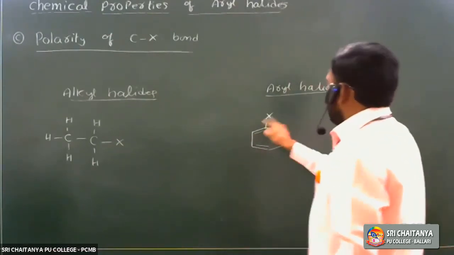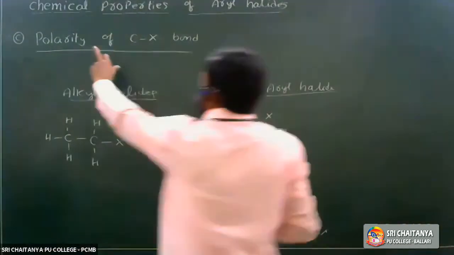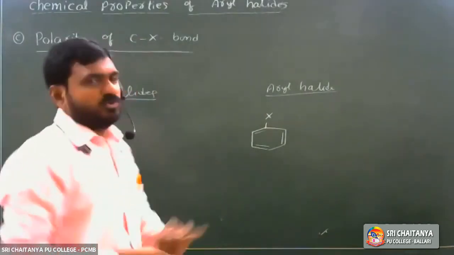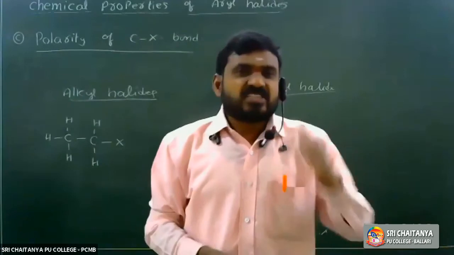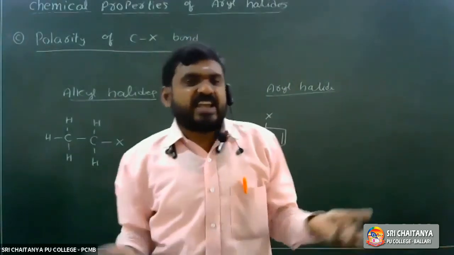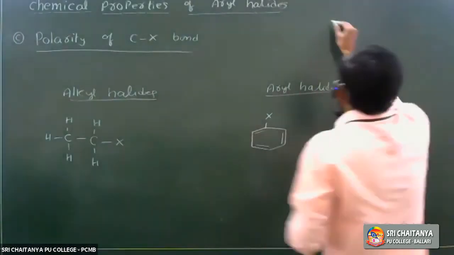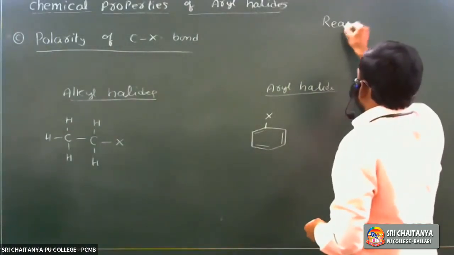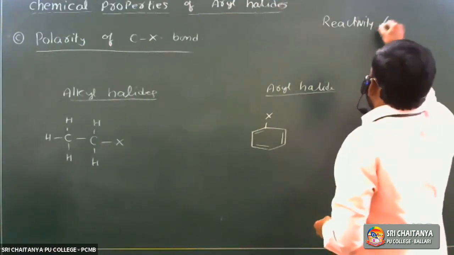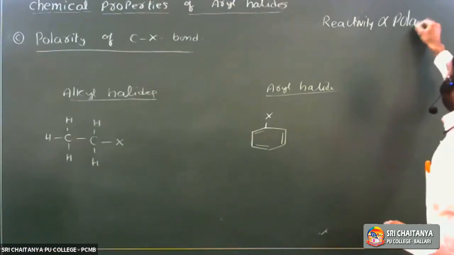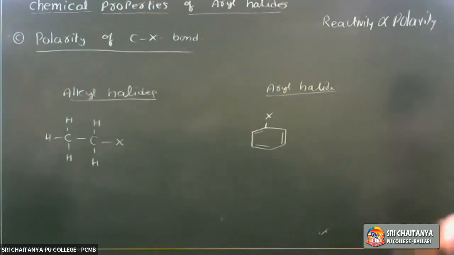Halogen means chlorine, fluorine, bromine or iodine. So, polarity of the C-X bond. Reactivity also depends on polarity. As the polarity increases, reactivity also increases. Reactivity is directly proportional to the polarity, which means the higher the polarity, the higher the reactivity.